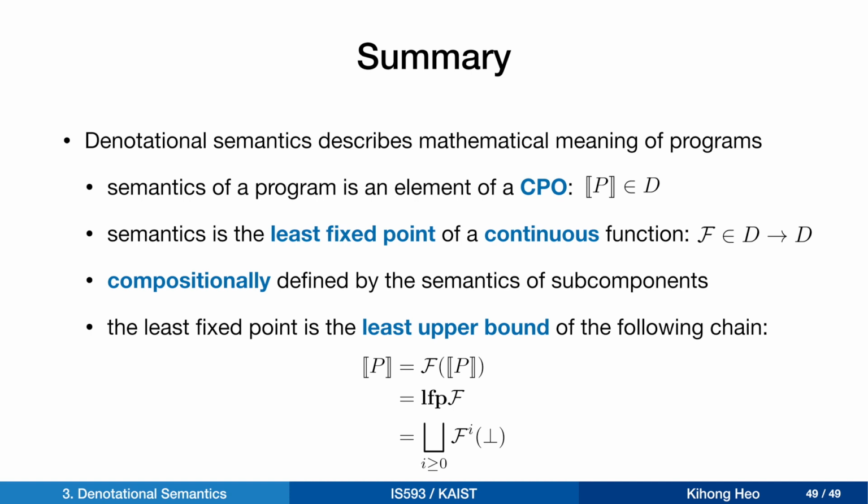So let me summarize this lecture. We have learned denotational semantics that describes mathematical meaning of programs. The semantics of program in denotational semantics is an element of a domain called CPO. Also, it is defined as the least fixed point of a continuous function f. Okay. One important property of denotational semantics is that the semantics is compositionally defined by that of each subcommand. And also the least fixed point is actually the least upper bound of the following chain. Okay, that is denotational semantics.